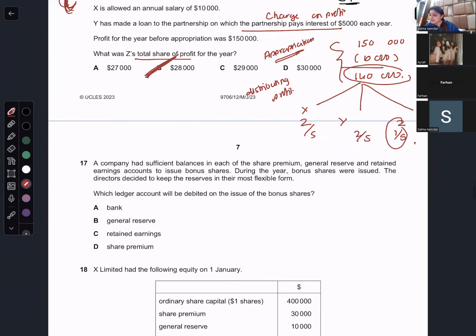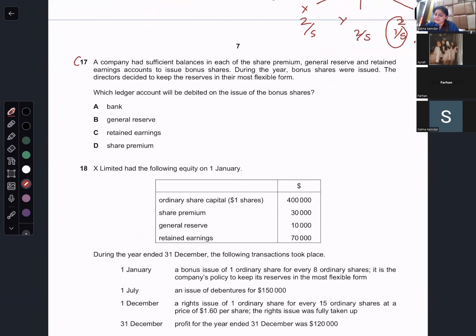Okay, what is the next one? Ira, read it. A company had sufficient balances in each of the share premium, general reserve, and retained earnings accounts to issue bonus shares. So the company had a balance in share premium, general reserves, and retained earnings. During the year bonus shares were issued, the directors decided to keep the reserves in their most flexible form. Which ledger account will be debited on the issue of bonus shares?